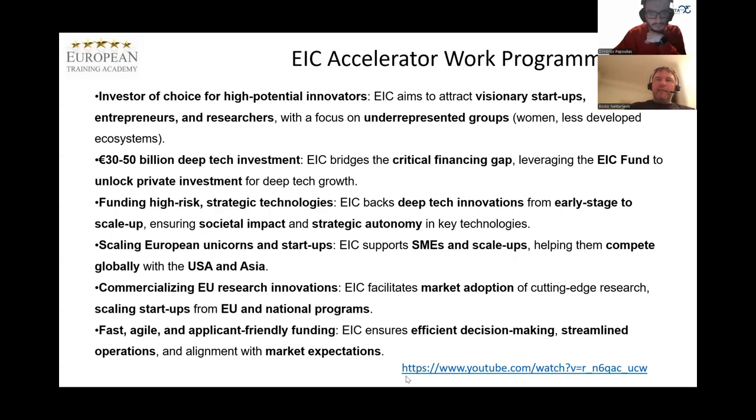Now, there's a link here at the bottom right corner for the official presentation of the work program and info day. They have better slides and better bureaucrats explaining these technical issues. Essentially, these are the 6 key points of what the Accelerator work program is about.